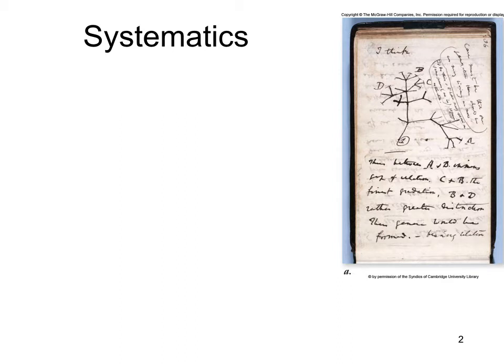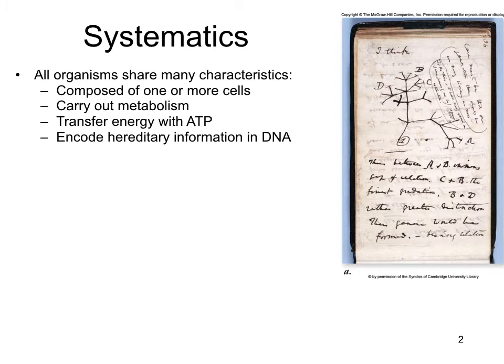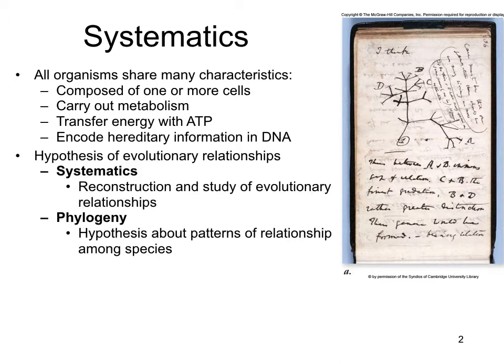So this is something that Darwin started once he started thinking about evolution, and all organisms share many, many characteristics. They're composed of cells. They have membranes. They share lots of metabolic processes like ATP, glycolysis, electron transport, things like that. They all have DNA and RNA, and they all use that to make their proteins. And so Darwin started believing that we could reconstruct like a family tree of organisms.